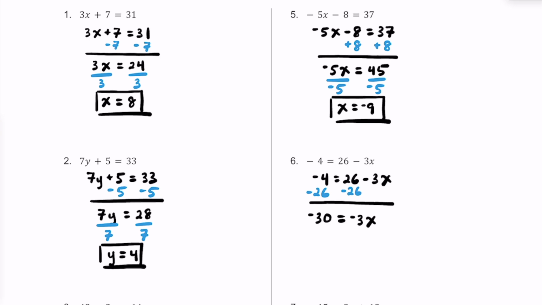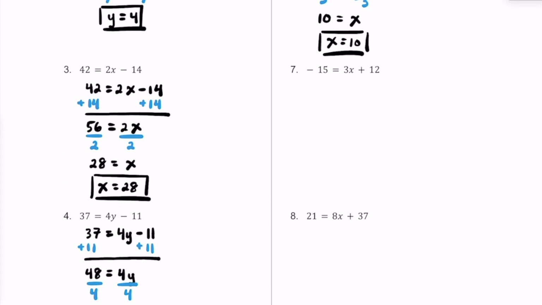Now we would like the coefficient for x to be positive 1, so let's take the inverse. Instead of multiplying x by negative 3, let's divide both sides by negative 3 to cancel out those negative 3's, or make it equal to 1. On the left side, negative 30 divided by negative 3 is going to be positive 10. And on the right side, negative 3x divided by negative 3 is positive 1x, or just x. I'm going to turn this around and say that x is equal to 10.